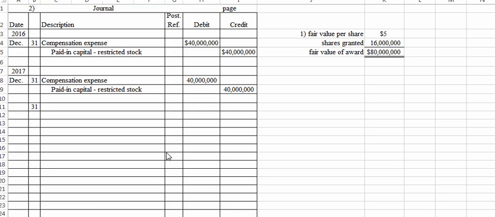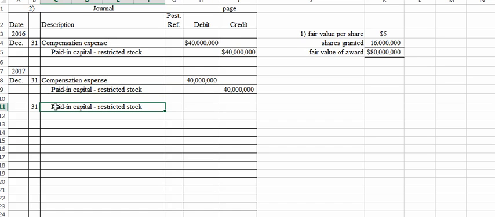I'm sorry, I was interrupted there, so I may repeat myself, but what happens now at the end of the 2-year period, the shares are going to confer to the VPs. Now this is assuming that they're all still in the employ of Allied Paper. But we're going to debit, what do you think? Well, the paid-in capital restricted stock now has to come off the books because it's no longer restricted, right? Went on the books as a credit, would come off the books as a debit. $80 million.